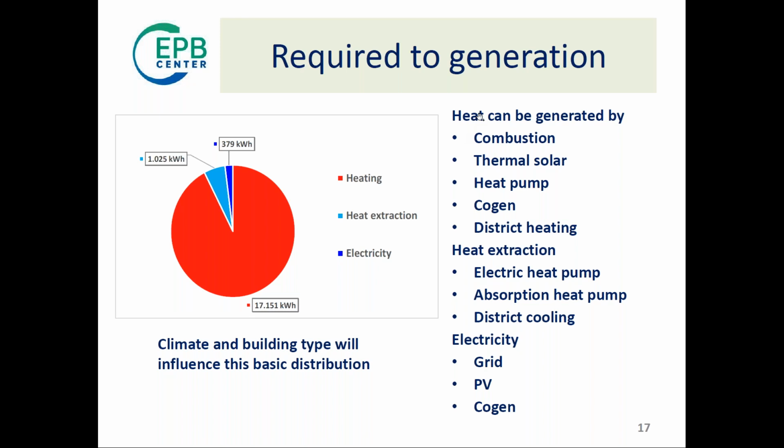For example, heat can be generated by combustion, so you will go to a fuel, thermal solar, or a heat pump. In that case, your heating will be based on electricity. You could have cogeneration, so again fuel, and you might take district heating. For the heat extraction, usually you will go to an electric heat pump, so you turn this need for heat extraction into a need for electricity, but you could also go through an absorption heat pump. In that case, you will use fuel anyway. And for electricity, it's interesting that here you can also generate on-site renewable electricity.